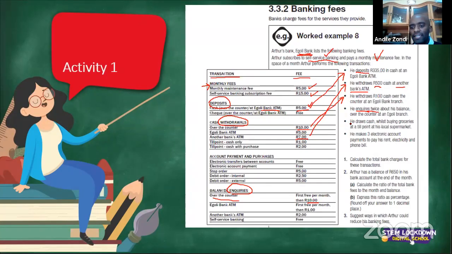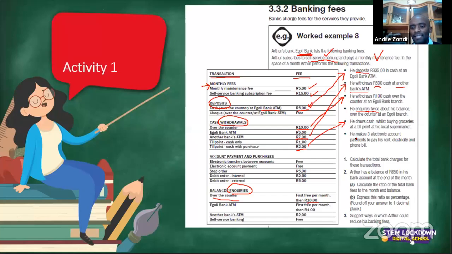Then he draws cash, so we're looking at withdrawals again, whilst buying groceries at a till point at his local supermarket. So we're looking at withdrawals, but now we're looking at till point withdrawals while doing purchases. So there's the keyword. In this case, it will be bank charge of 2 rands. So bank charge of 2 rand goes there.